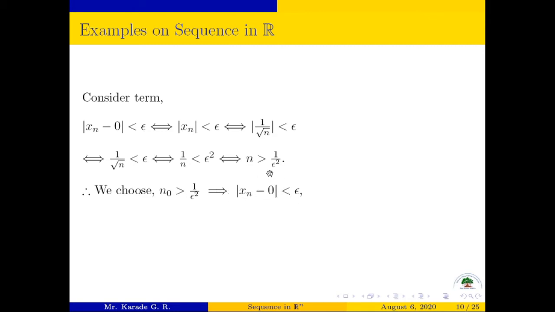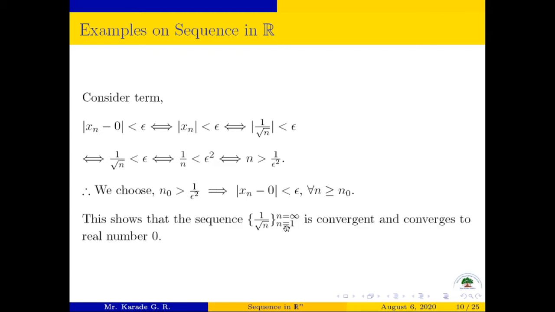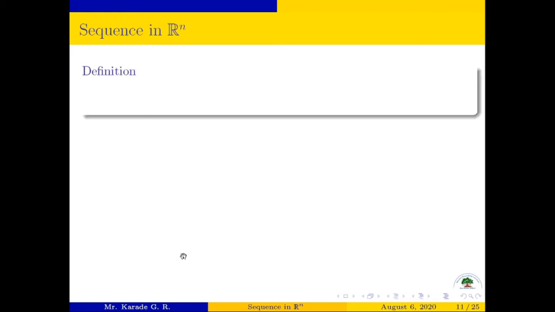The meaning is that the distance between terms of sequence xn and the number 0 becomes smaller and smaller, and it is true for all those n which are greater than n naught. So in this way, the sequence 1 upon n converges to the real number 0. Okay, so now we see the sequence in Rn.